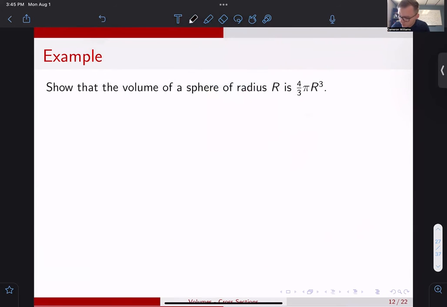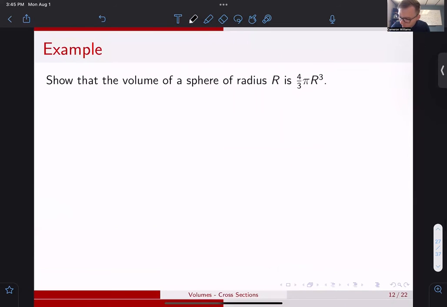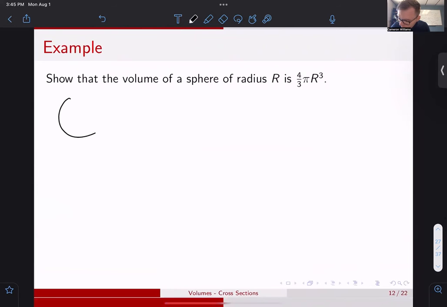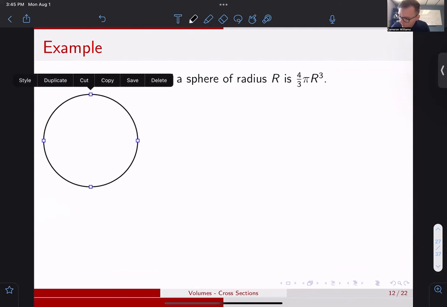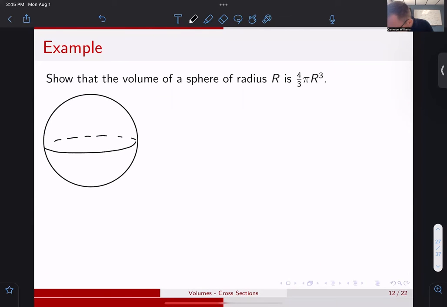So let me draw the sphere, first of all. Okay. Now, it doesn't matter how we orient this because the cross section is always going to be a circle. Now, let me draw the great circle here. All right. And here's the center of the circle. We'll need that in a moment. And let's draw the radius.